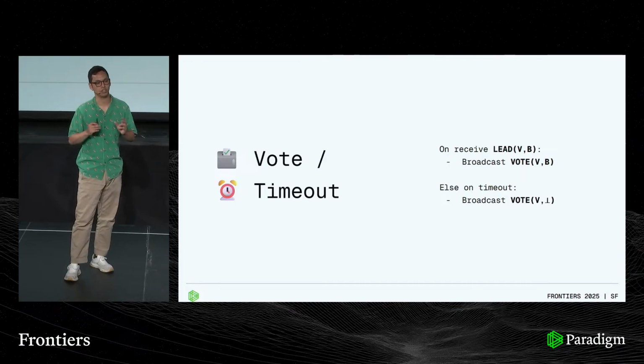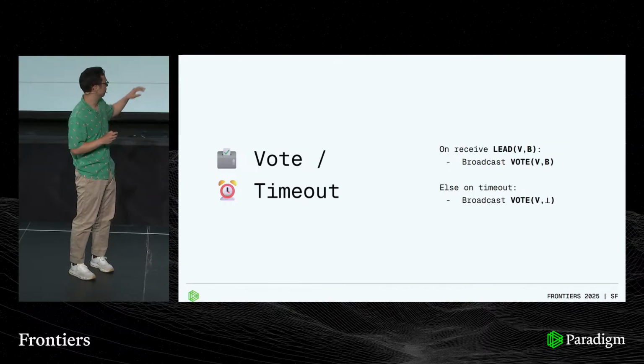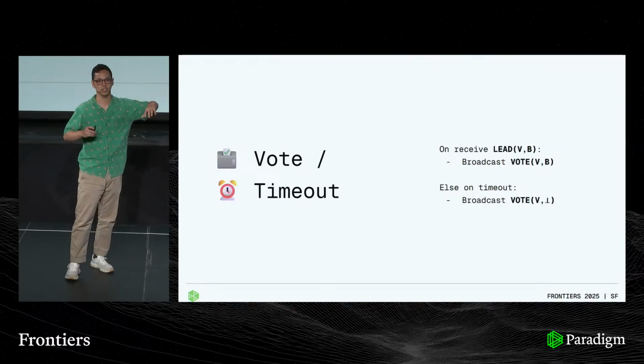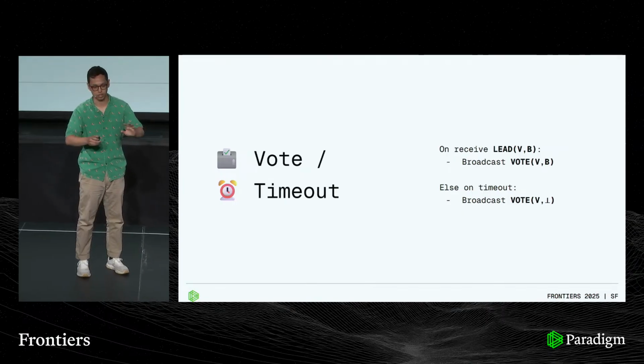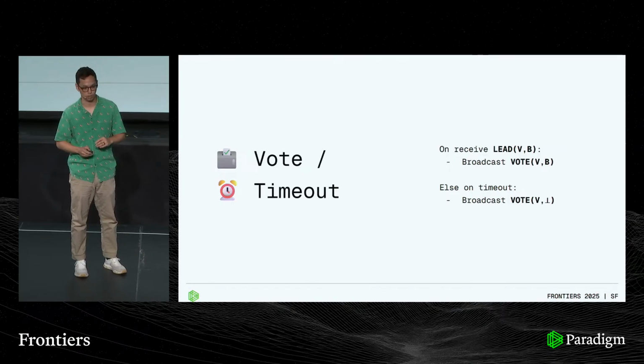Otherwise, if you don't receive a valid block in time, what you'll do is you'll broadcast a vote for no block. This upside-down T thing is basically a special symbol for null block. So yeah, you can think of that as no block. The block can also point to its parent and all those other good things that blockchains normally have.